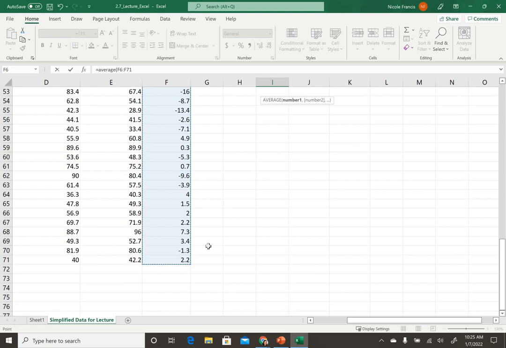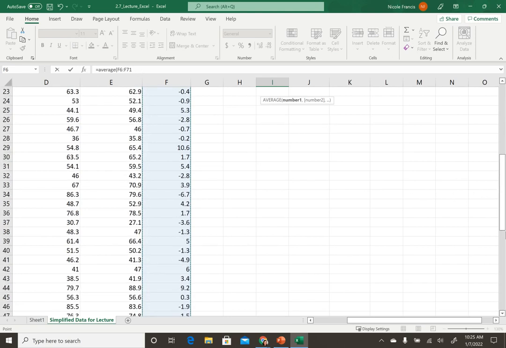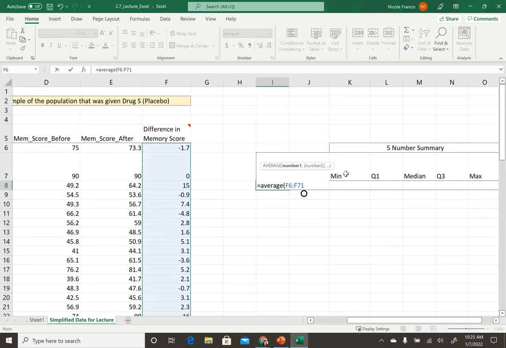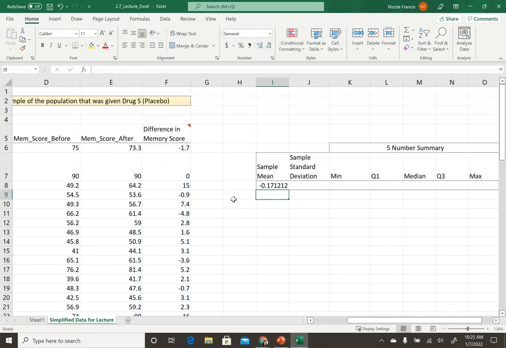And it goes from F6 to F71. In my parentheses and hit enter. So the average is negative 0.17. Let's look at the sample standard deviation. I want a few less decimals. That looks a little busy to me. There we go. The sample standard deviation, we just learned about that.